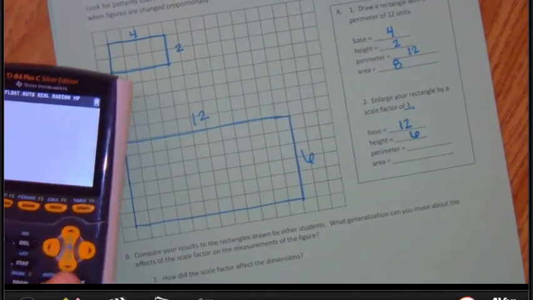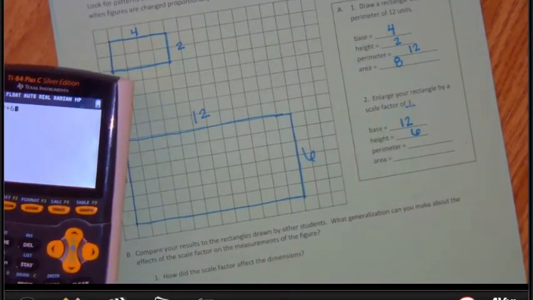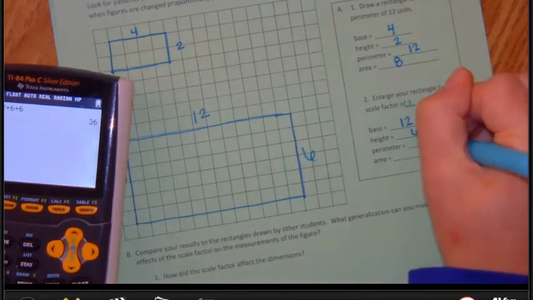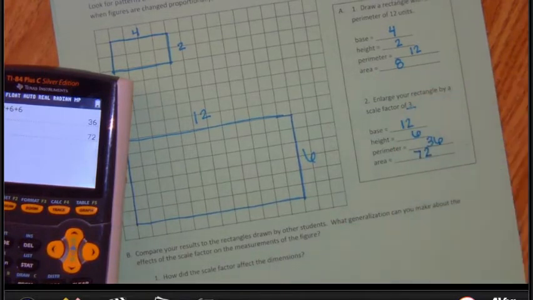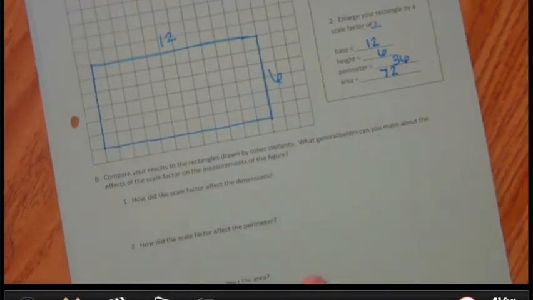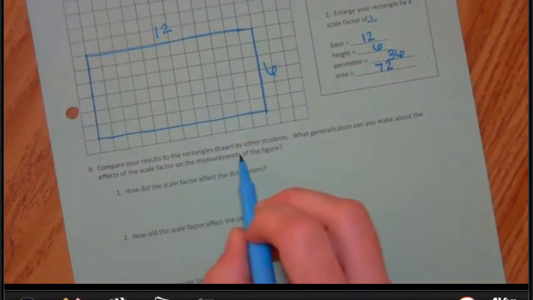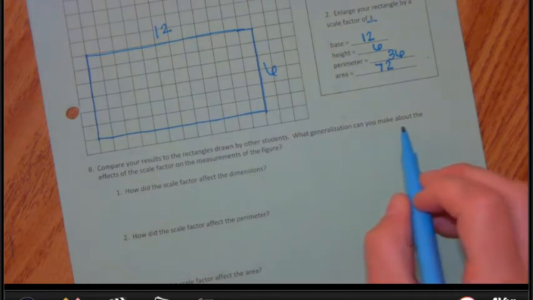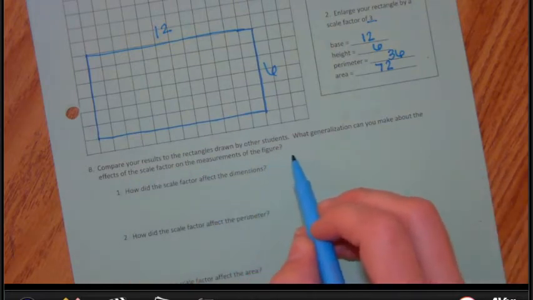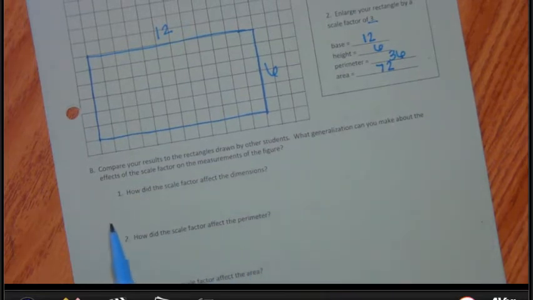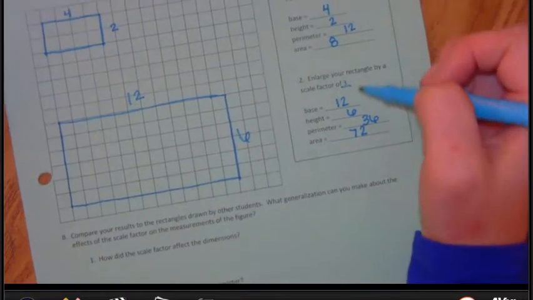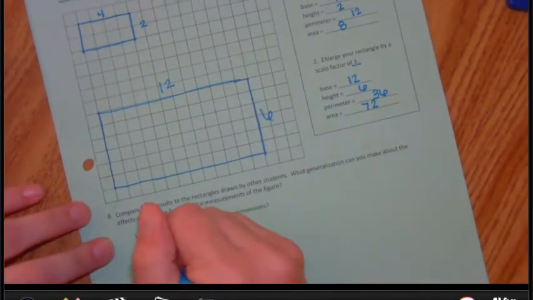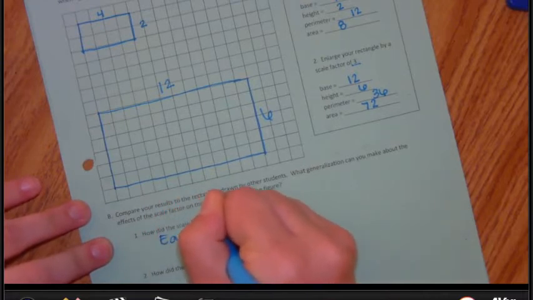Now I'm asked to find the perimeter of my new figure. So I'm going to do 12 plus 12 plus 6 plus 6, and I'm going to get 36. And my area is now 12 times 6, which is 72. Okay, 72. All right, so compare your results of the rectangles drawn by other students. What generalizations can you make about the effects of the scale factor on the measurement of the figure? All right, so number 1, how did the scale factor affect the dimensions? So when I went from letter A for number 1 to number 2, how did my scale factor affect my dimensions?